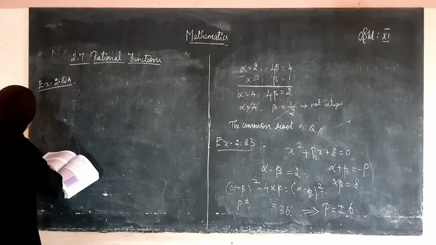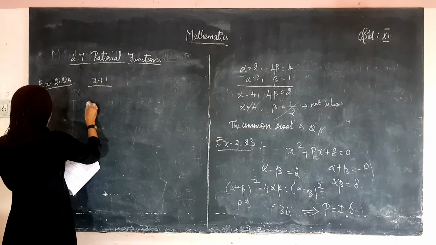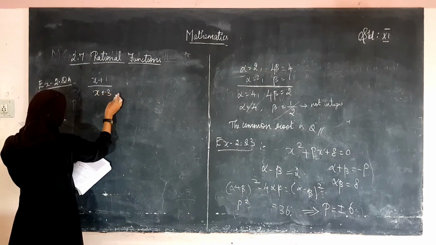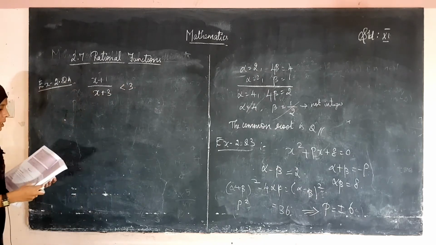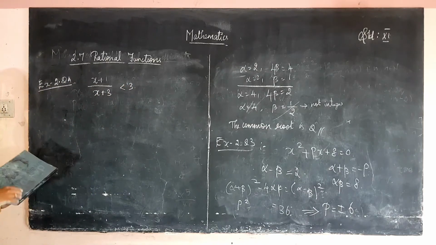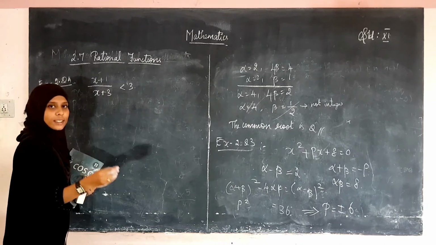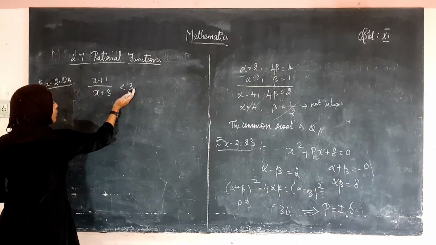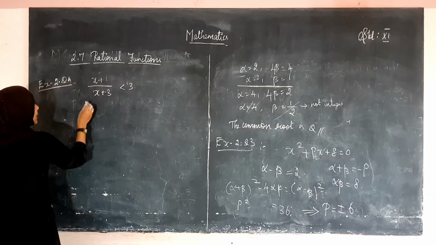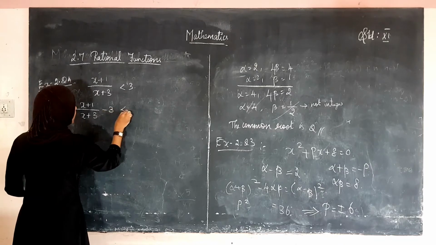Solve (x plus 1) divided by (x plus 3) which is less than 3. Okay, so first, for this inequality, we have to make it as 0. Then only it will be easy for us to factorize. So for making it as 0, bring this 3 to this side. It becomes minus 3. (x plus 1) divided by (x plus 3) minus 3 less than 0.